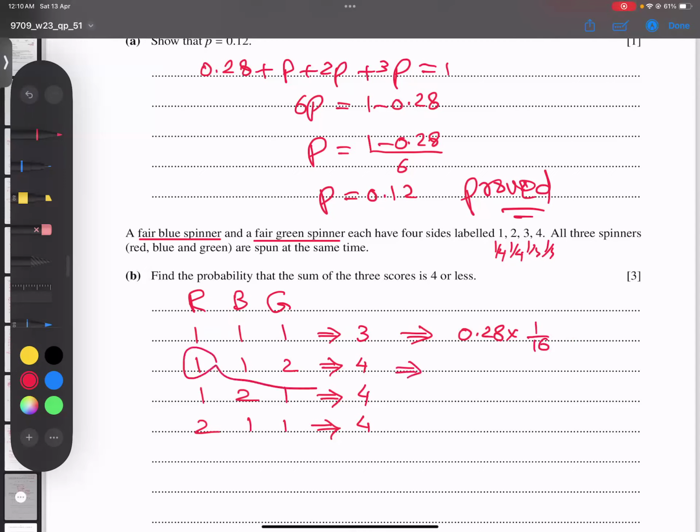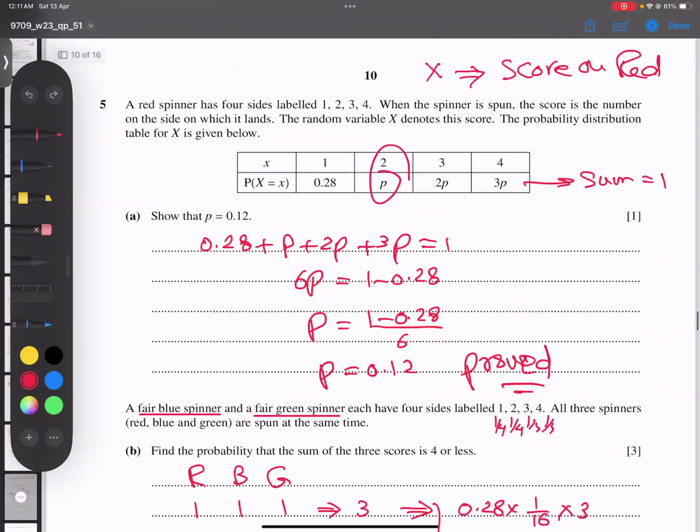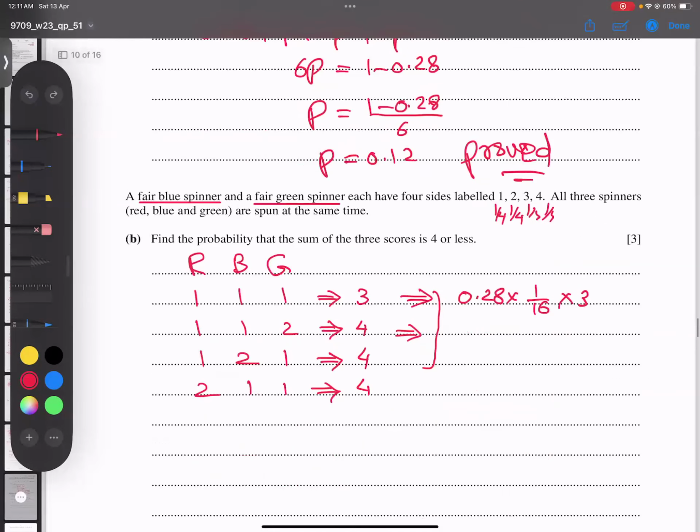And what about this? This is the same story. For this again 1, I have a 0.28. So why should I waste my time? Because this is 1/4, 1/4, and this is 0.28. So why not save my time? So these three answers, times 3. Why do I times 3? Because there are 3 possibilities. But the lower one is a different answer. Why? Because this red is a 2, and for red 2 the probability is P, which is 0.12. So 0.12. So I'm writing the last branch here.